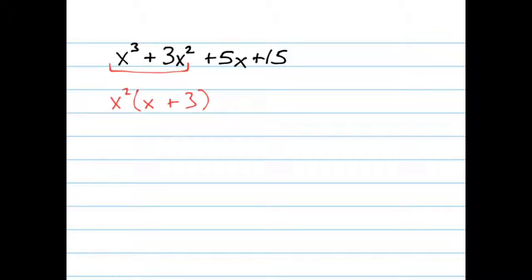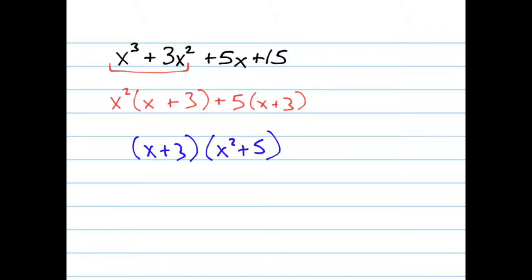What can I factor out of the 5x and the 15? 5, and I'm left with x plus 3, and I should know how to factor this. What does it become? It will become x plus 3 and x squared plus 5. Awesome. Oh, that's really easy.